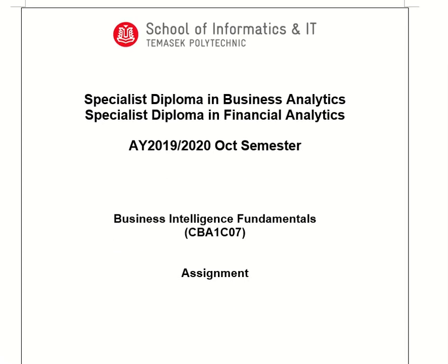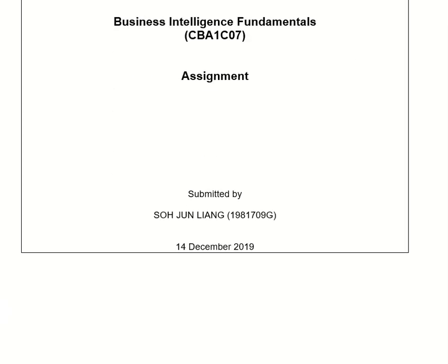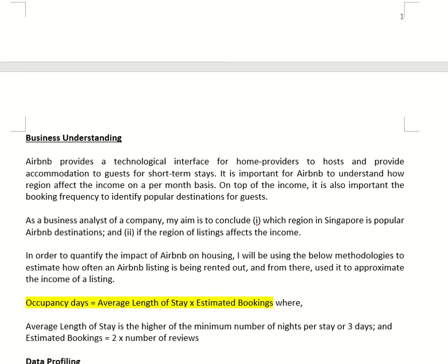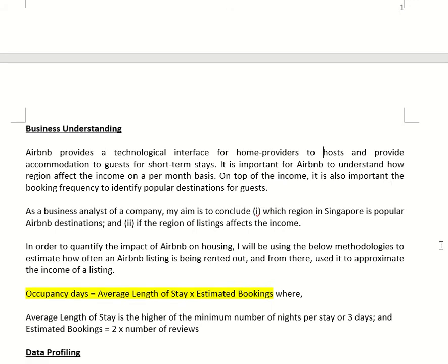Hello, this is my assignment for Business Intelligence Fundamentals. Briefly, for the business understanding, I'm a business analyst, and my target is to conclude which region in Singapore has the most popular Airbnb destinations, and also whether the region of listings actually affects the income, and then I will attempt to explain why as well.